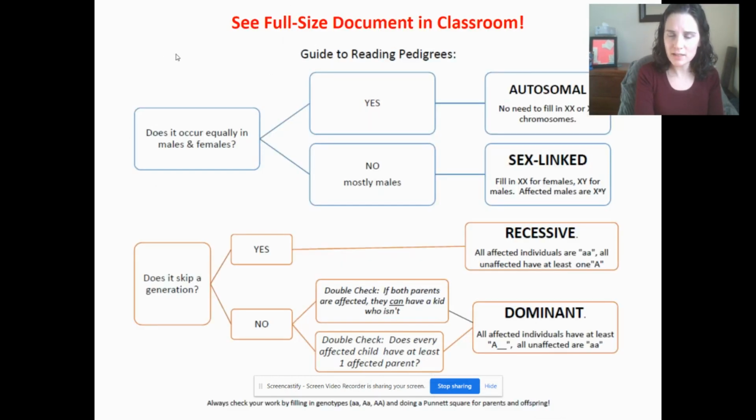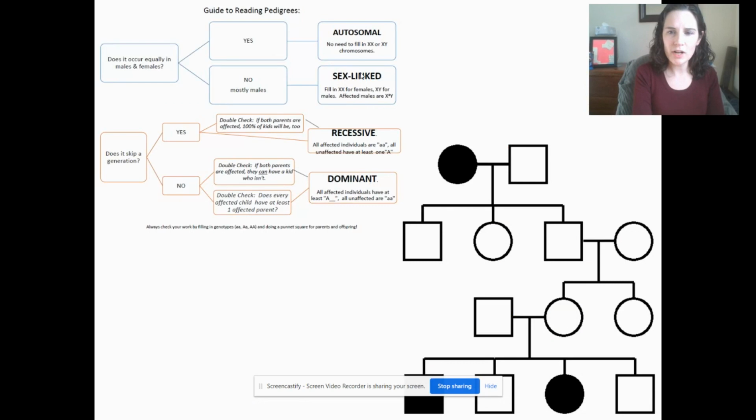There is a full-size copy of this document for you in Classroom. It's a PDF, and this is the guide that we're going to use for reading pedigrees. It's a flow chart. So you're going to ask 2 questions. Does it occur equally in males and females? And does it skip a generation? Based on your answer, yes or no, it'll tell you how that trait is inherited and what you're going to do with those individuals that have the trait. How are we going to label them to figure everything out? How are we going to figure out genotypes and phenotypes? So here is our guide, and here is our first practice pedigree.